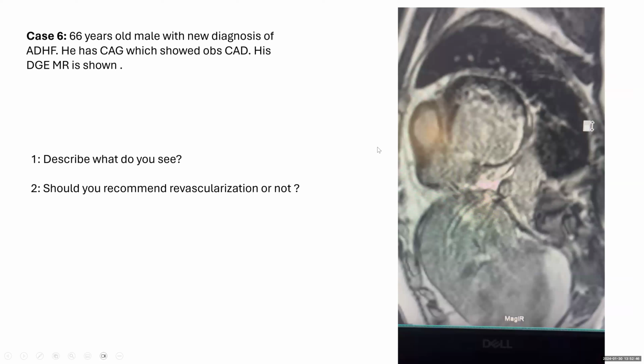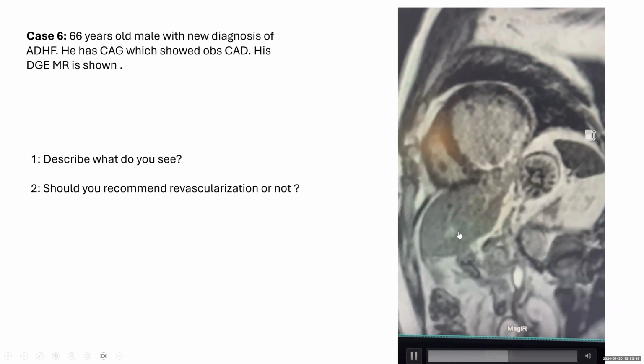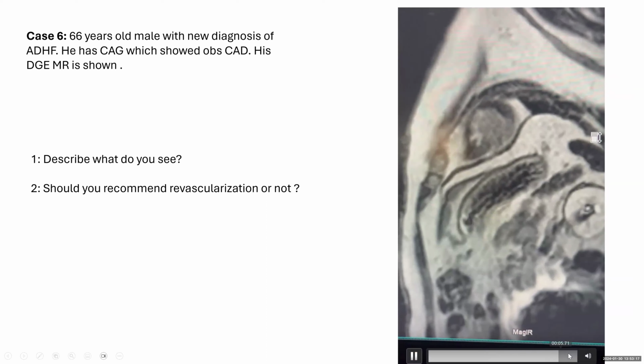Okay, next. This is a 66-year-old male with a new diagnosis of acute decompensated heart failure. He had a coronary angiography, which showed diffuse obstructive coronary artery disease. His delayed gadolinium enhancement MR was done and is shown here. So the question is, describe what you see. Should you recommend revascularization or not? And justify that. So this is a delayed enhancement imaging for the patient from the base to the apex.